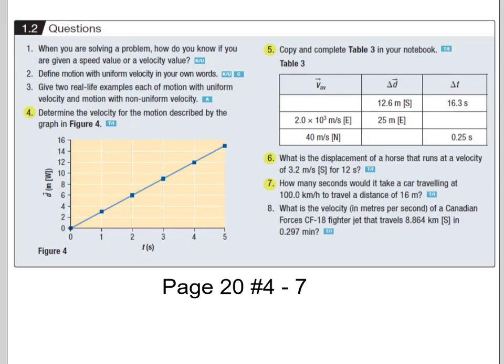Okay, so on page 20, you've got questions 4 to 7. You could give those a try.